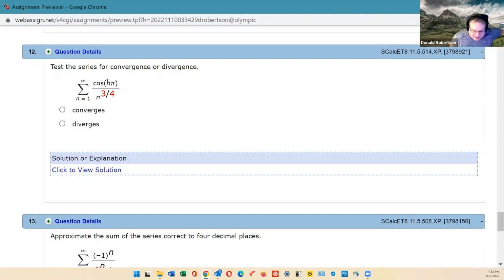The cosine of n pi is actually the same thing as -1 to the power of n. I'll tell you why. If you plug in 1, you get the cosine of pi, which is -1. If you plug in 2, you get cosine of 2 pi, which is +1. You put in 3, you get cosine of 3 pi, which is -1. So essentially, it just does -1, +1, -1, +1. So think of that guy as really just -1 to the n.